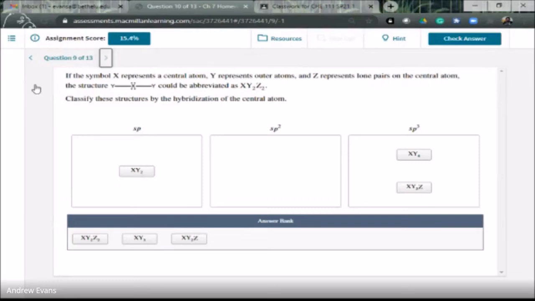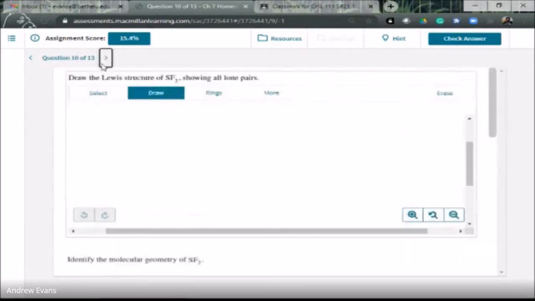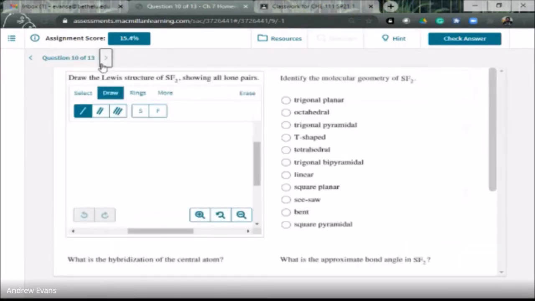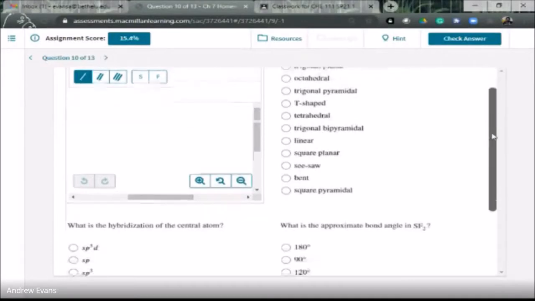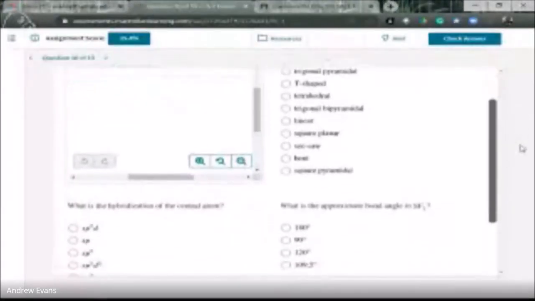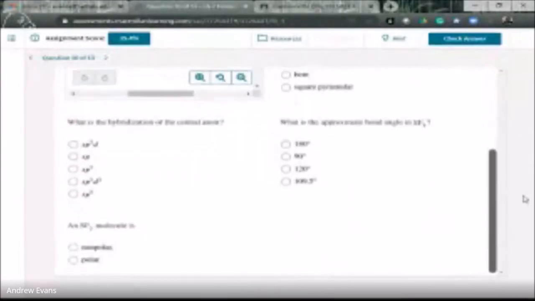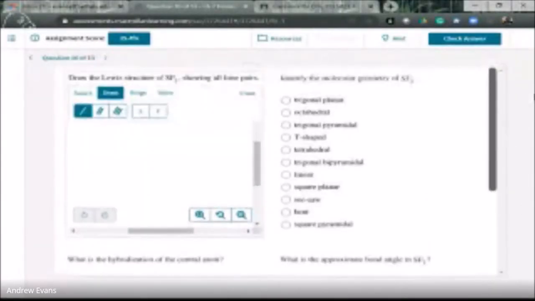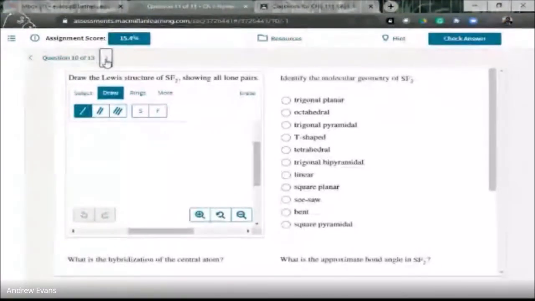If each lone pair is an electron domain, each bond is an electron domain, how many lone pairs and bonds? How many total electron domains? This one is just draw the Lewis structure. What is the shape? What is the hybridization of the center atom? What is the bond angle? And is this guy polar or nonpolar? Basically, that question is just like a question we're going to see in lab.